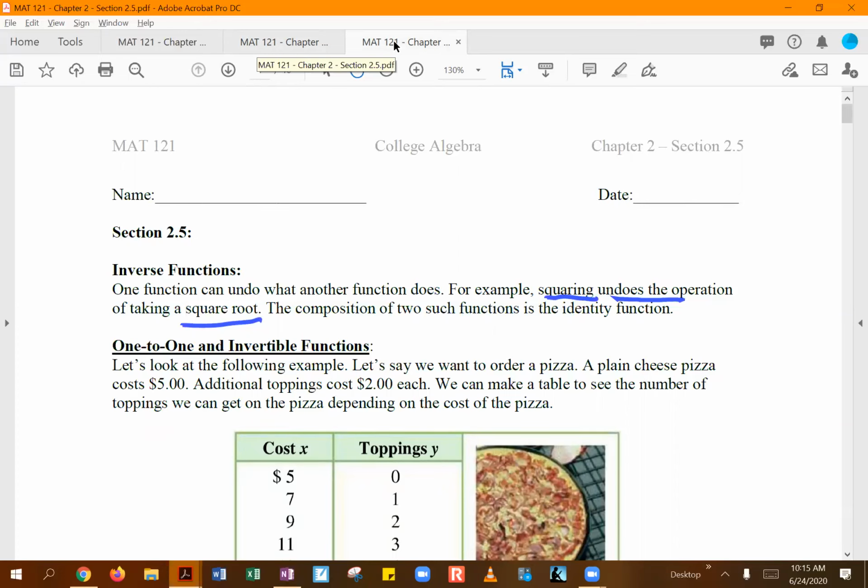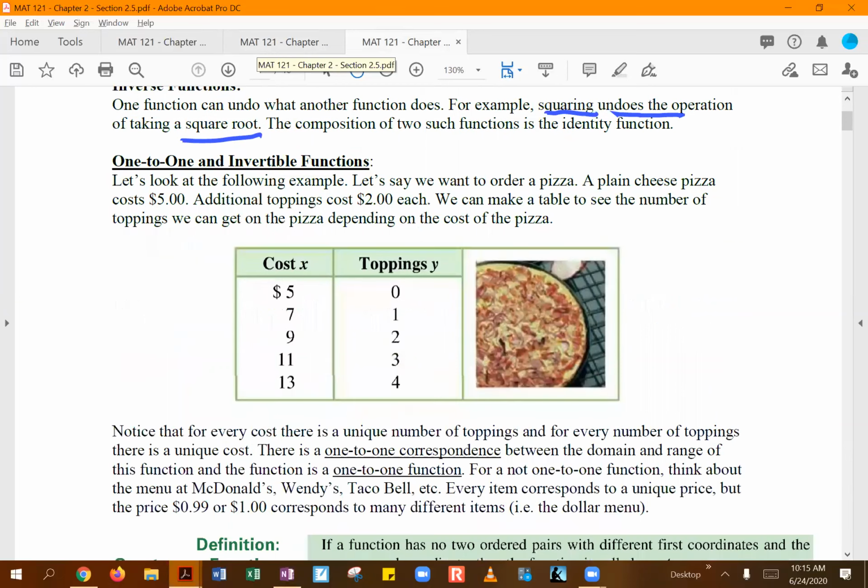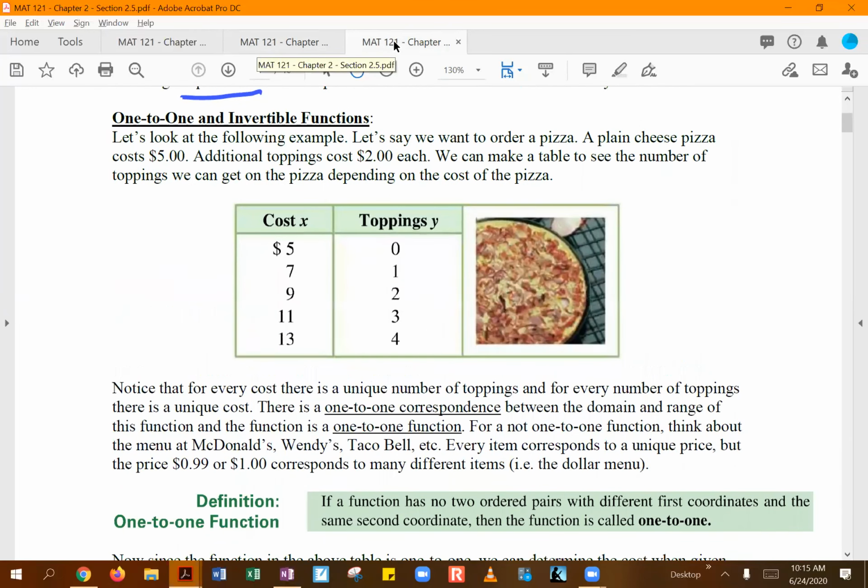So just to explain the concept a little bit better, we have this example for pizza toppings. So they're basically saying we're ordering a pizza. The plain cheese pizza itself is going to cost $5, but then if you want any additional toppings, then you are basically paying $2 for each topping. So what's happening here is, as you can see, the x is going to be what the pizza will cost, and the y represents how many toppings we're going to get on the pizza.